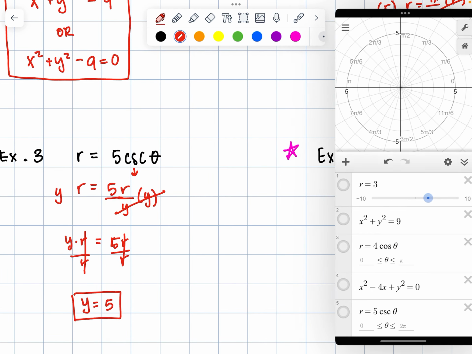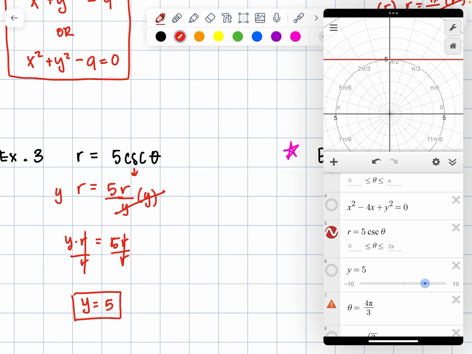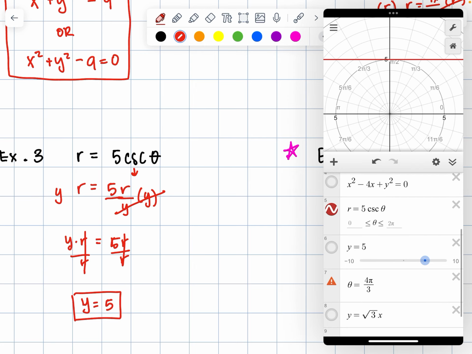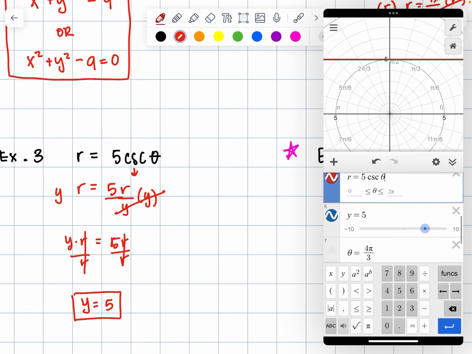So if we look in Desmos, our fifth line here, r is equal to 5 cosecant theta, we notice that it is a horizontal line. And as we know, a horizontal line never crosses the x-axis, which is why there's no x variable in our rectangular equation. So when we graph y is equal to 5, we get the same line between the red and the blue. All right, cool.